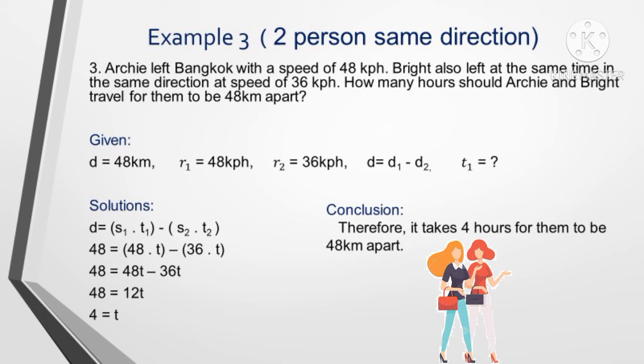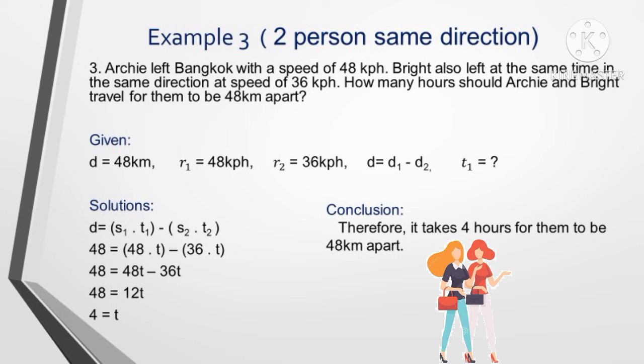So, here is example number 3. Two persons in the same direction. Number 3: Archie left Bangkok with a speed of 48 kilometers per hour. Bright also left at the same time in the same direction at a speed of 36 kilometers per hour. How many hours should Archie and Bright travel for them to be 48 kilometers apart?